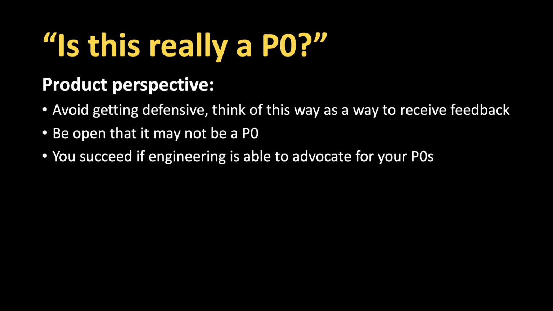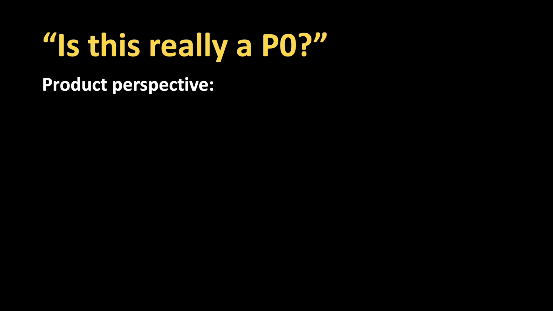This is basically your engineering team making sure that this is actually necessary for the customer. And so be open, first of all, that it may not be a P0. And then also remember that you succeed as a product leader if your engineering counterpart is also able to advocate for your P0. So understand that this exercise of, is this really a P0, and coming to a common understanding will eventually help you get a partner in advocating for your P0s, right? So think of it that way so you don't approach this negatively.